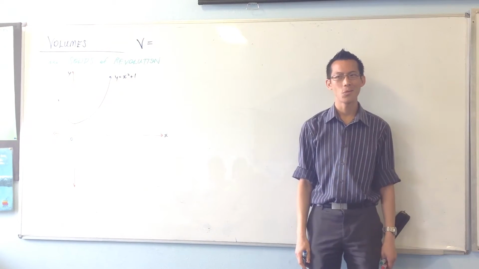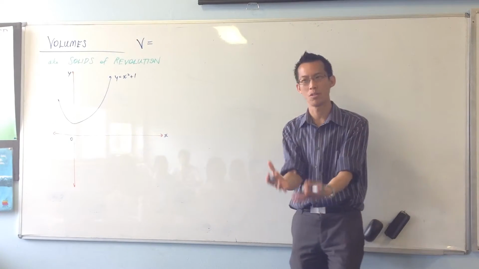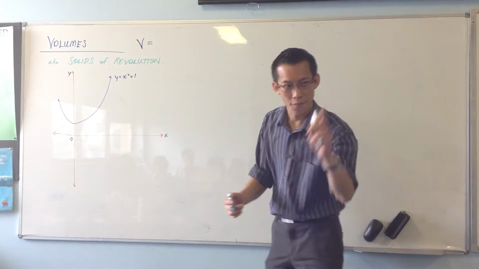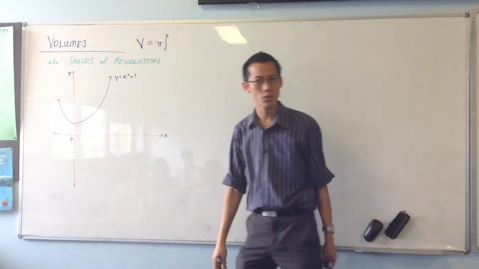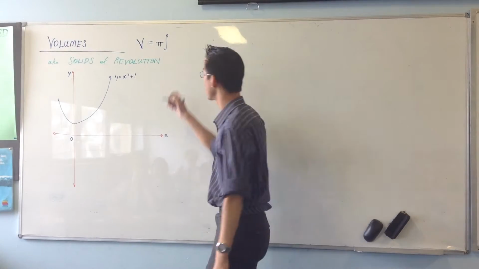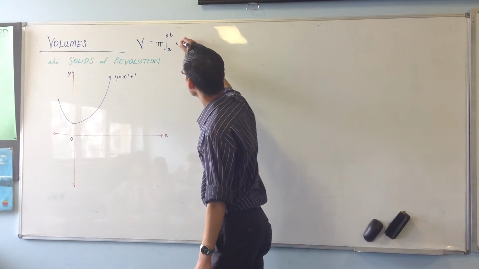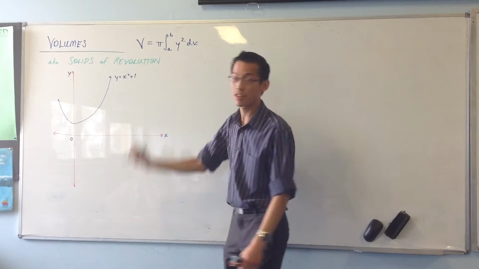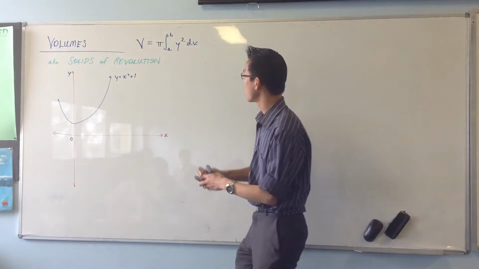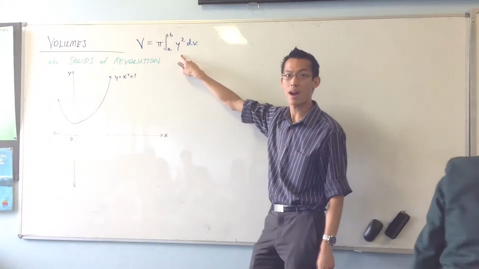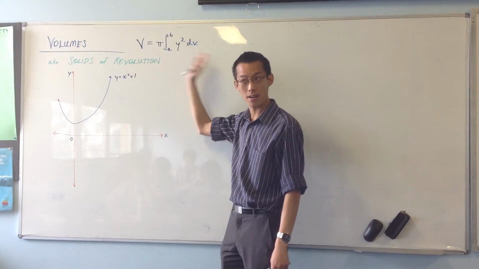Now, what was the formula, the result that we ended up with? Do you remember? The first thing is pi. Then the integral, you slap in whatever boundaries you like, and then what you are actually integrating is y squared dx. So this pi really belongs with that y squared. It's just like pi r squared.